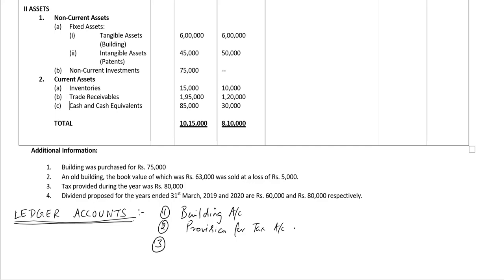As per the fourth additional information, we have dividend proposed for the years ended 31st March 2019 and 2020 given, which means the previous year's rupees 60,000 and dividend proposed for the current year's rupees 80,000. We will ignore the current year's proposed dividend and provide for as well as pay the previous year's proposed dividend. So we will prepare the proposed dividend account relating to the previous year's proposed dividend. Let's move on to prepare the ledger accounts.